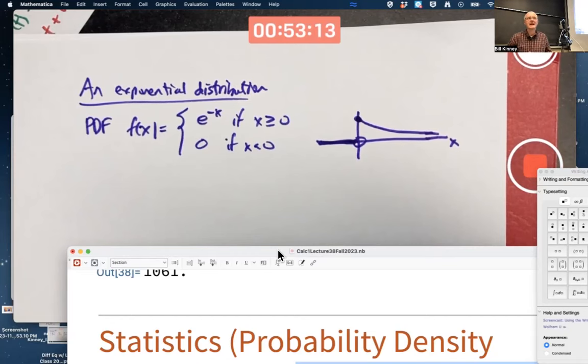What kind of thing does this model? A common thing this models is wait times. What kind of wait times? Well, maybe wait time if you are sitting at an intersection and you're waiting for the next car to come through before you know the light's going to turn green after they come through. How much time do you have to wait till the next car goes through?